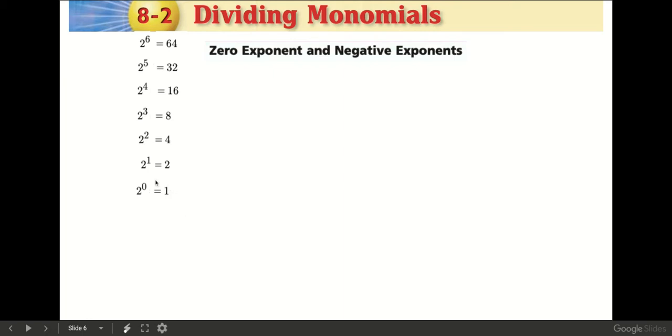So if I were to continue to follow the pattern on this side, 2 to the negative first power, right? It's just going down by 1. So going down by 1 from 0 would be negative 1. So 2 to the negative first power has to be equal to 1/2, right? Because I'm just continuing to divide by 2 as I go down.